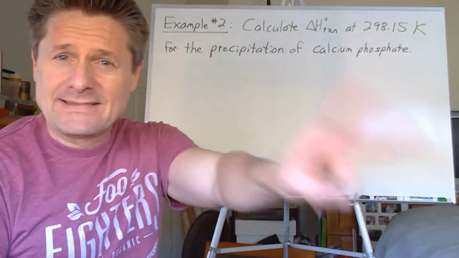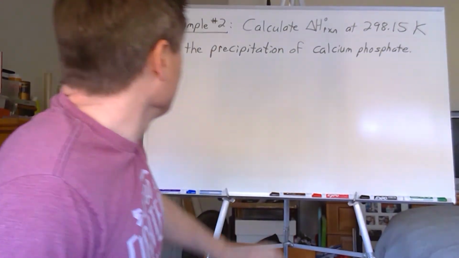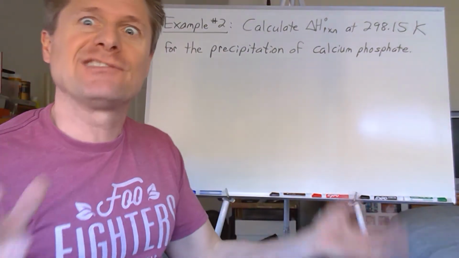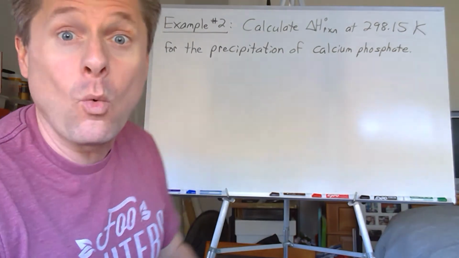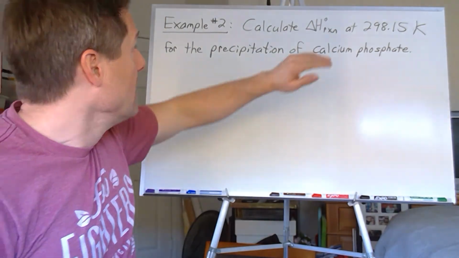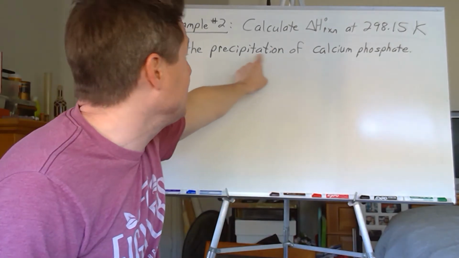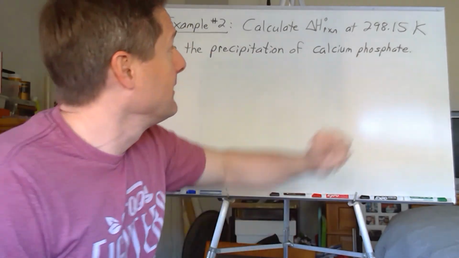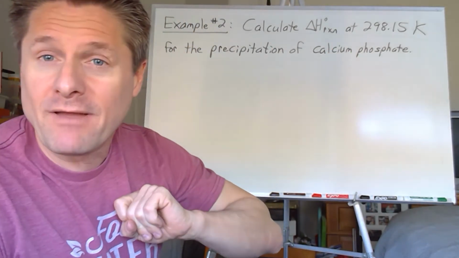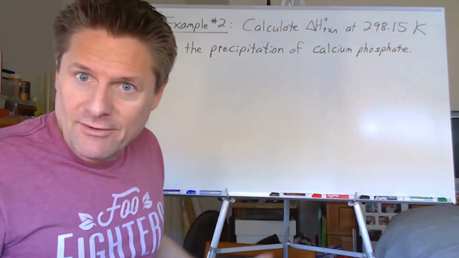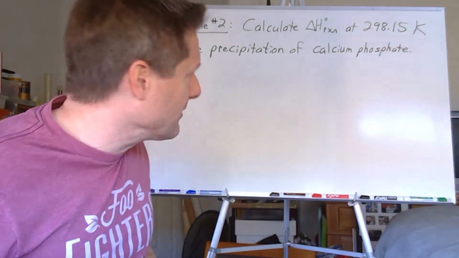All right, example number 2. This will be our last one. Think of this video and the prior video on standard enthalpies of formation as just 2 sides of the same coin. You need them both together. So let's calculate the standard enthalpy or heat of reaction for the precipitation of calcium phosphate at 298.15 Kelvin, which would be 25.0 degrees Celsius, or 25 degrees Celsius if you define that temperature exactly.